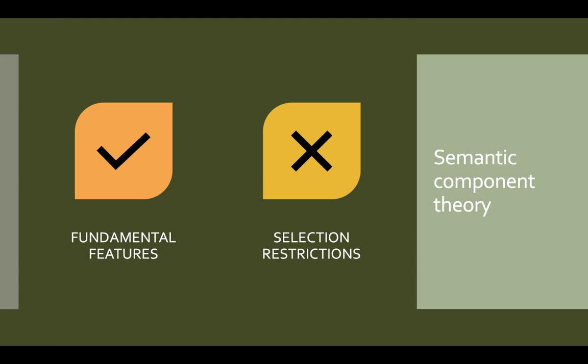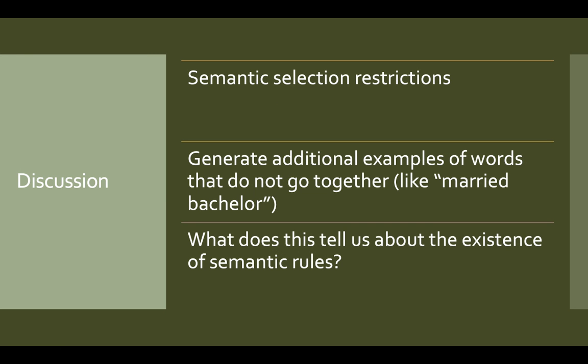There's some more theories here. There are fundamental features and selection restrictions, but I want to do a little question and answer here again as we think about what are some semantic selection restrictions. So a semantic selection restriction would be when we can't put certain words together and have it make sense. So this example is married bachelor. The reason you can't put them together is because you can't be both married and a bachelor, right?